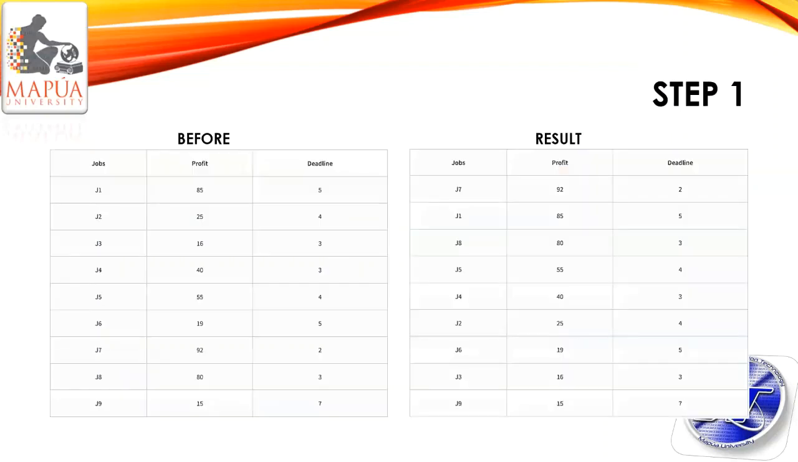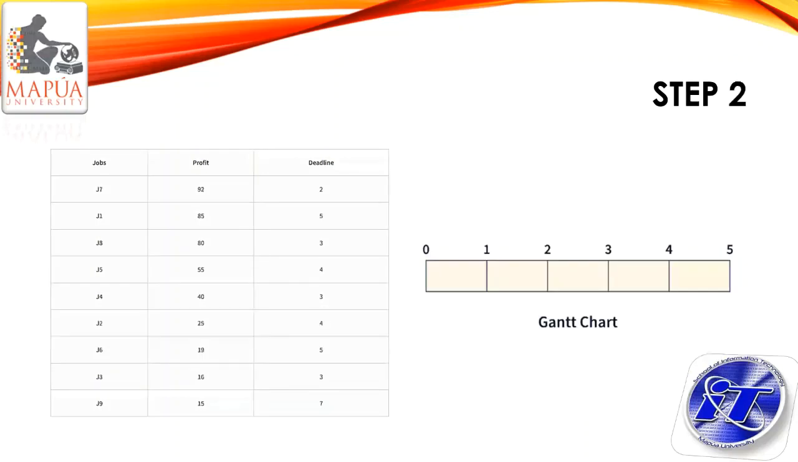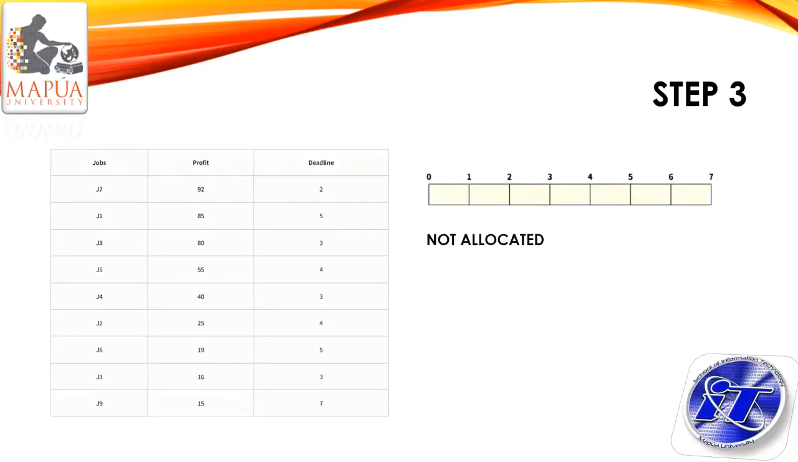Another example. Now, let's have 9 jobs, where the profit is from 15 to 92. Let's organize this based on the profit. The highest profit is 92, followed by 85, then 80, 55, 40, 25, 19, 16, 15, along with the deadlines. Step 2, determine the Gantt chart. How many slots based on the deadline? Look for the highest value in the deadline. We have 7, so we have 7 slots in our Gantt chart.